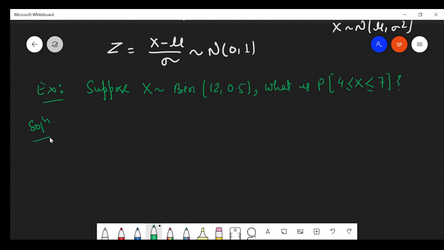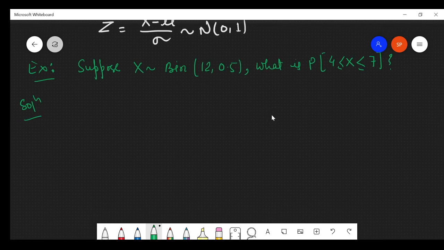Now the solution is, first, to identify whether approximation theory is applicable or not. Suppose a binomial distribution is given, now we move to approximate the binomial probabilities by the normal curve area. So the first step, step number 1, is to find the values of n and p.